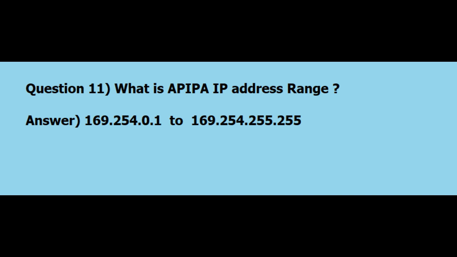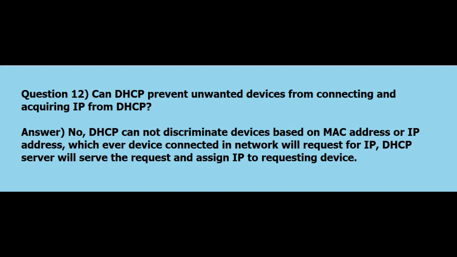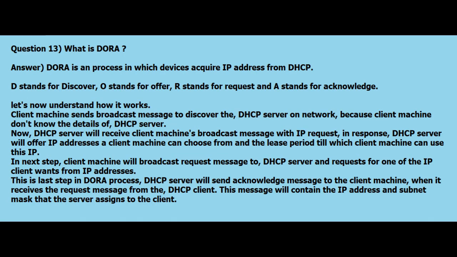169.254.0.1 to 169.254.255.255. Question 12. Can DHCP prevent unwanted devices from connecting and acquiring IP from DHCP? Answer. No. DHCP cannot discriminate devices based on MAC address or IP address. Whichever device connected in network will request for IP, DHCP server will serve the request and assign IP to requesting device. Question 13. What is DORA?